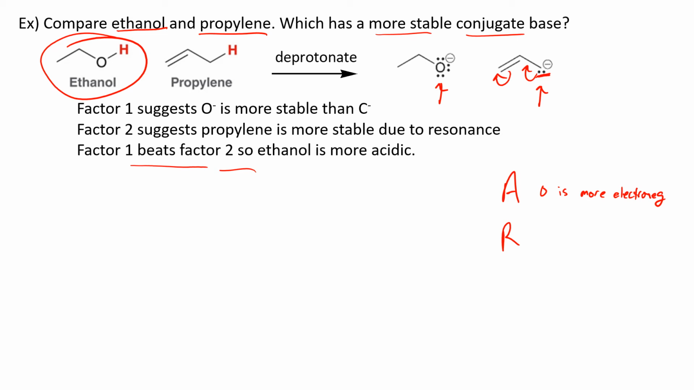The point is that we're using our factors in order, right? They both have a factor that increases the stability. However, when we rank them in order, we see that the atom factor beats the resonance factor, and it allows us to assign which compound is more acidic and which conjugate base was more stable.